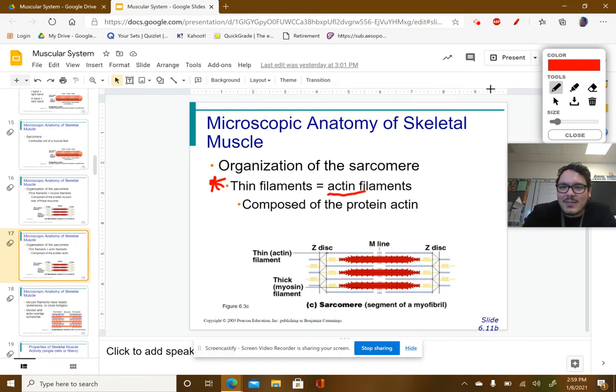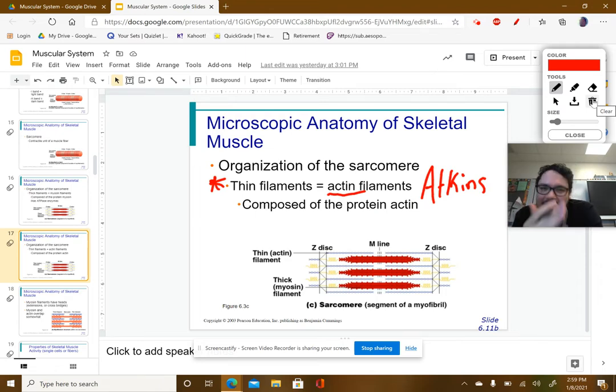When I hear actin, I think of the Atkins diet. The Atkins diet is rather popular. It's been popular for a long time. It hasn't necessarily been as popular in recent times, but the Atkins diet is a diet for losing weight and becoming thinner. So actin and Atkins sound very similar. So I think, okay, Atkins is a diet for losing weight and becoming thinner. Actin is the thin protein or the thin filament.